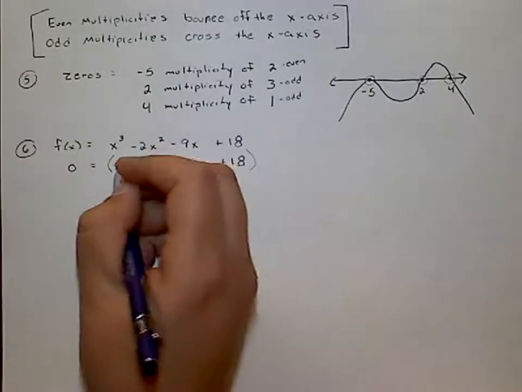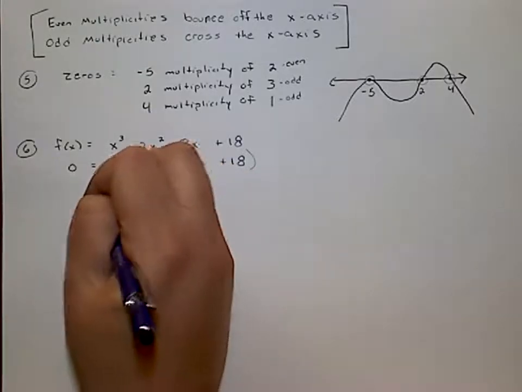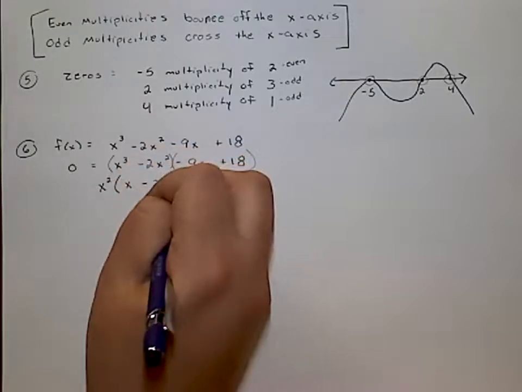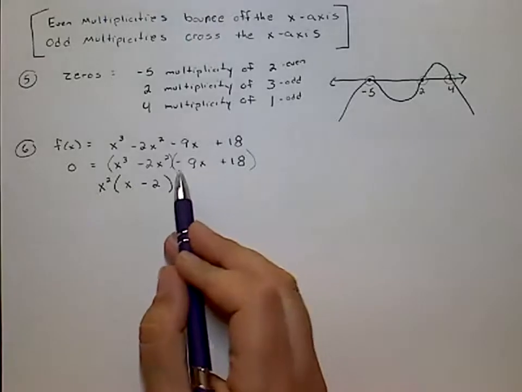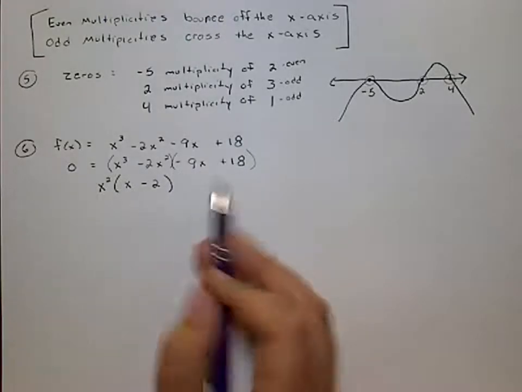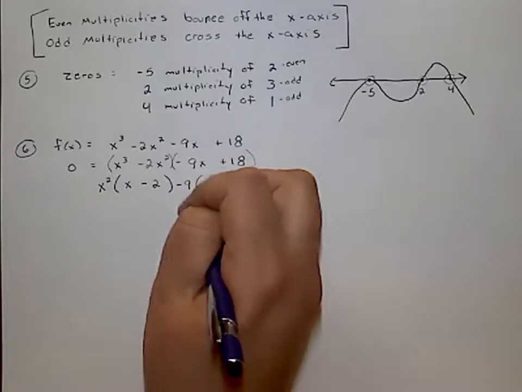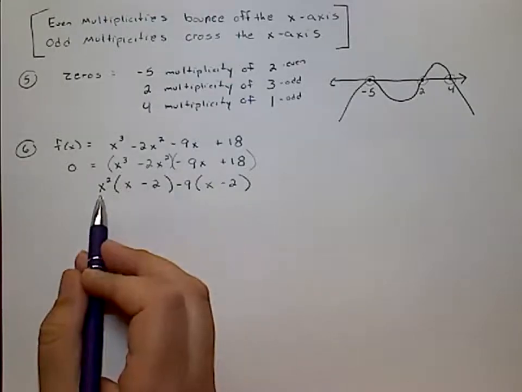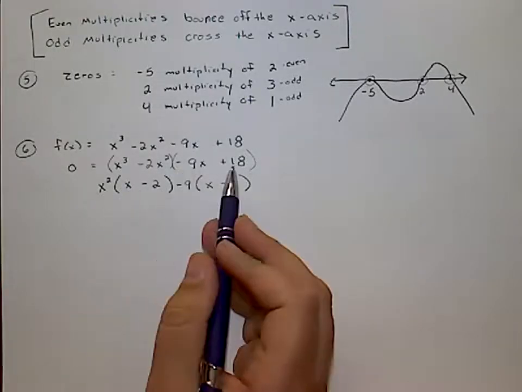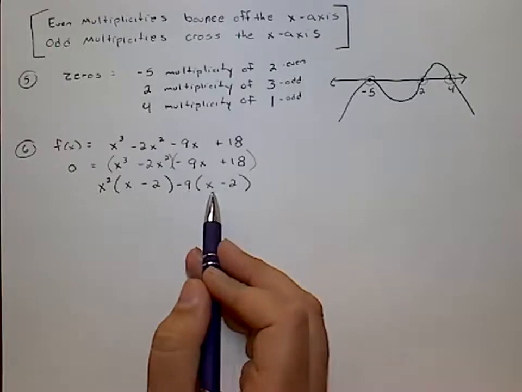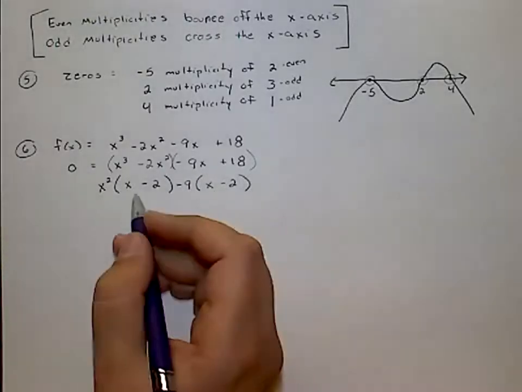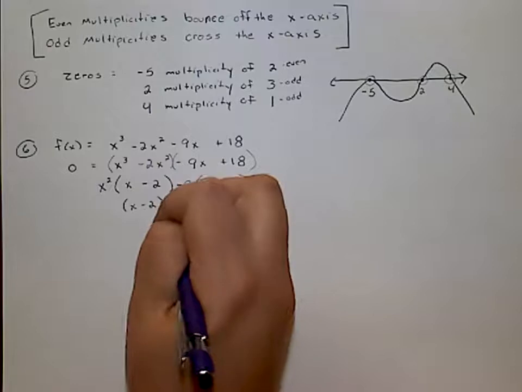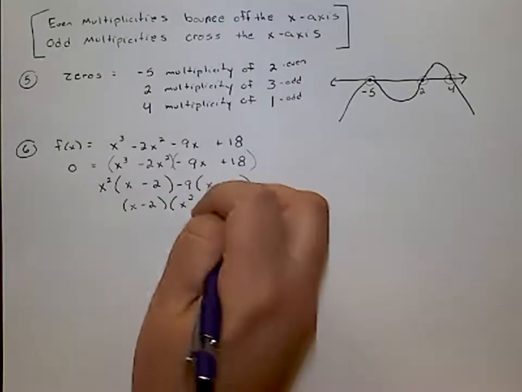So our greatest common factor of the first 2 terms is x squared. If we remove an x squared from each, we're left with x minus 2. Now, what can I take out of the second 2 that would leave me with x minus 2? That would be negative 9. So the greatest common factor of the first 2 terms was x squared, leaving us with x minus 2. The greatest common factor of the second 2 terms was negative 9, leaving us with x minus 2. Now, these are both x minus 2, so we pull those out. And we are left with x squared minus 9.